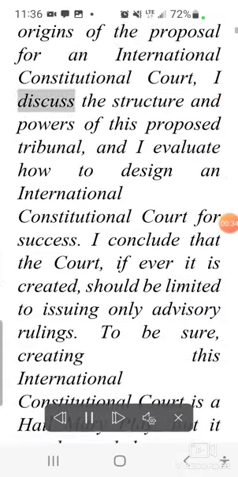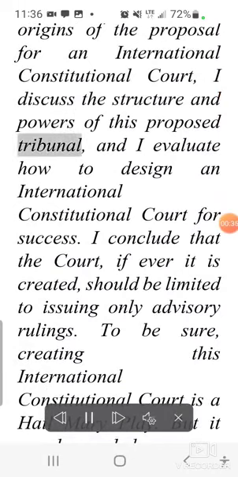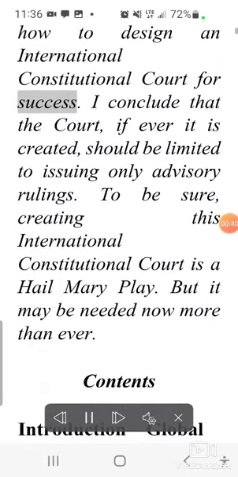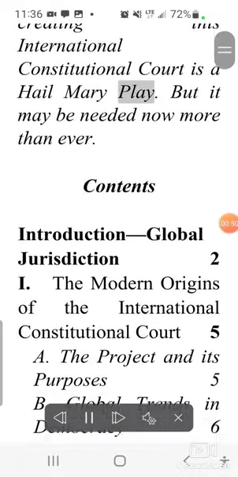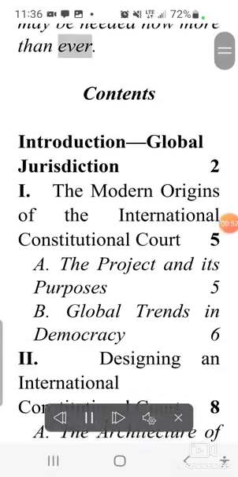constitutional court. I discuss the structure and powers of this proposed tribunal, and I evaluate how to design an international constitutional court for success. I conclude that the court, if ever it is created, should be limited to issuing only advisory rulings. To be sure, creating this international constitutional court is a Hail Mary play. But it may be needed now more than ever.